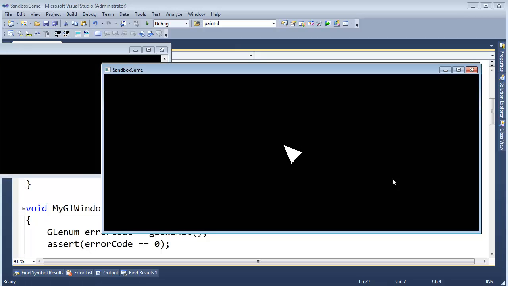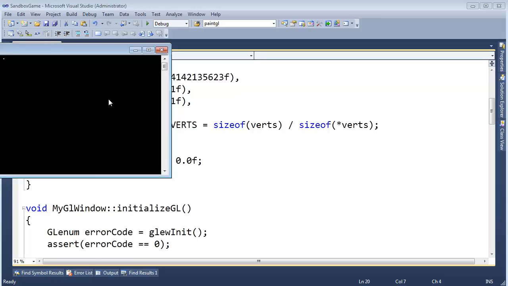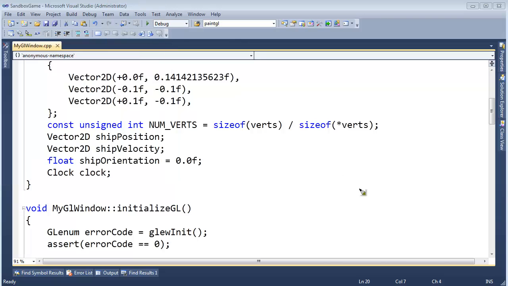Okay, we have our ship. It turns, but if I turn it a little bit to the left and push up, it goes straight up instead of to the upper left, and that is not what we desire. So in this video, let's talk about how to fix that.